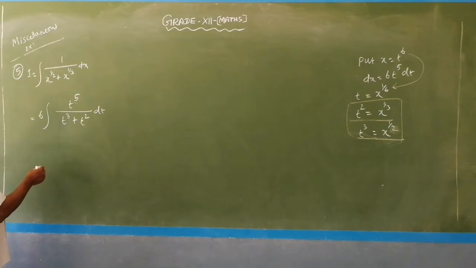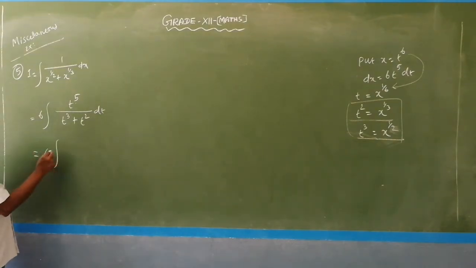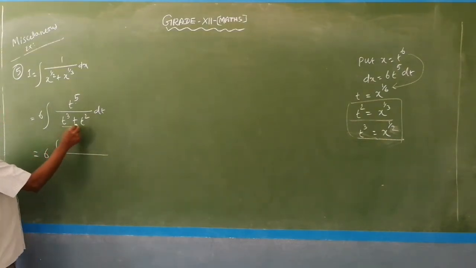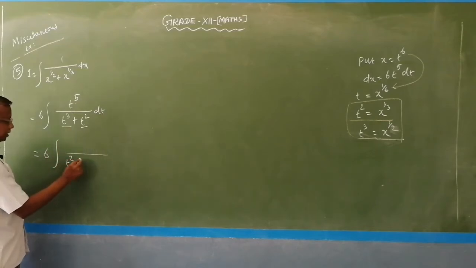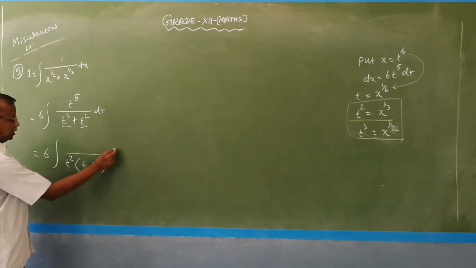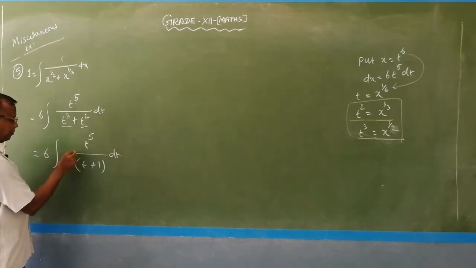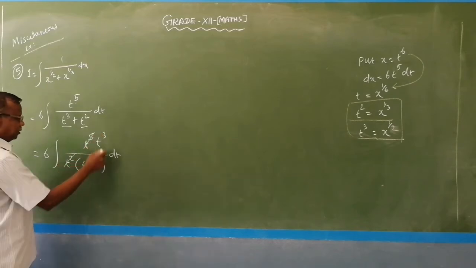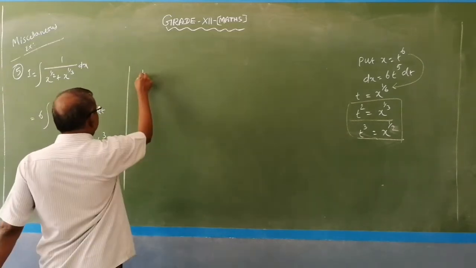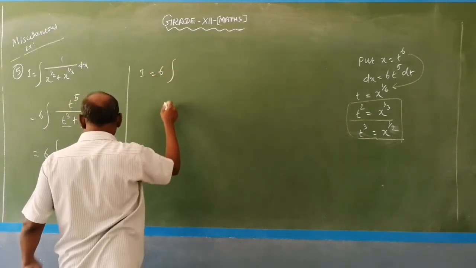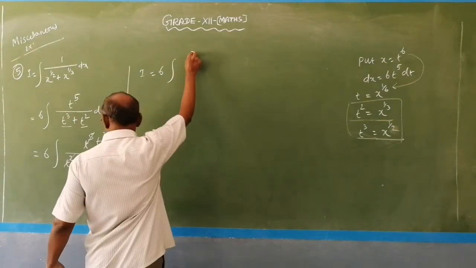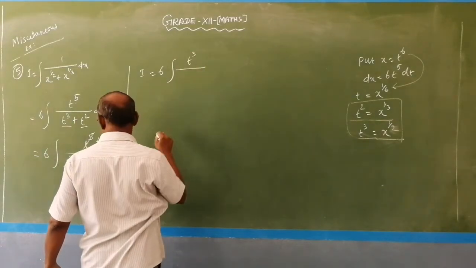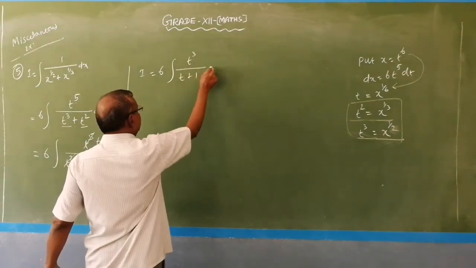So now this is integral 6 into, take out t square as common, so t square into t plus 1 into dt, numerator is t power 5. So this is t cube. So I equal to 6 into integral t cube divided by t plus 1 into dt.